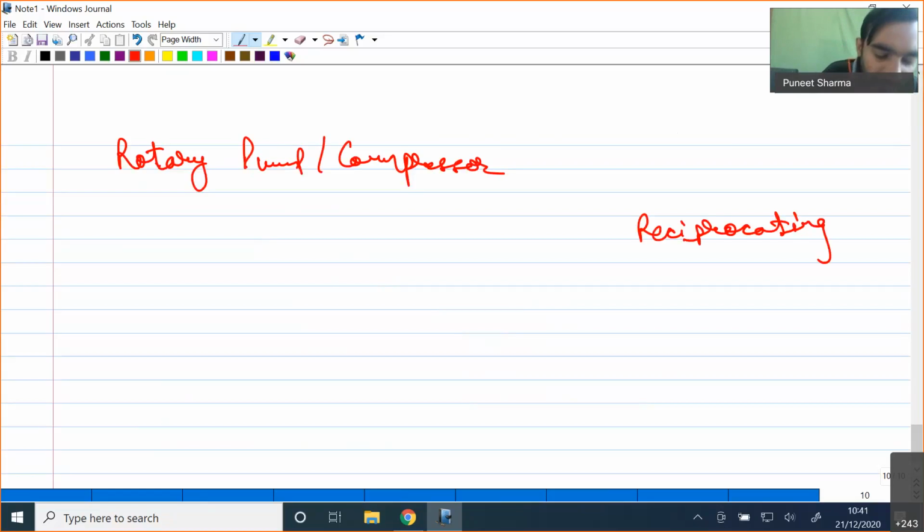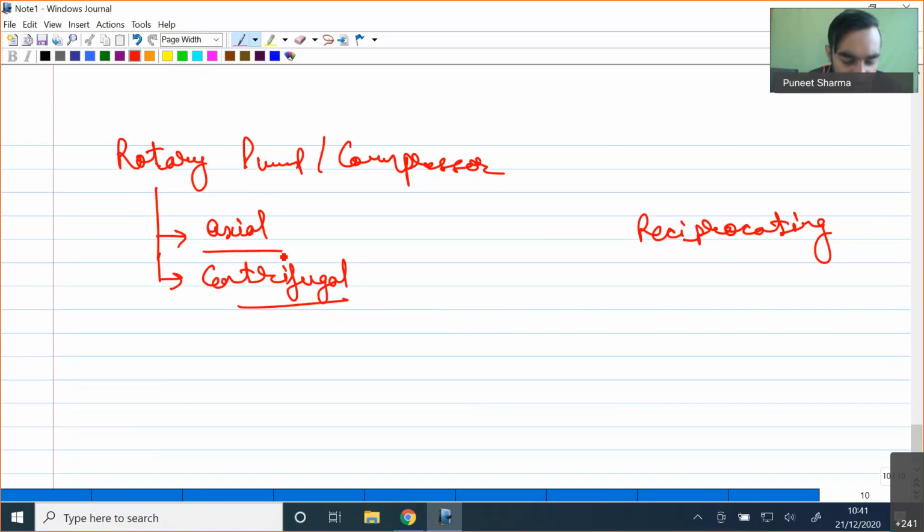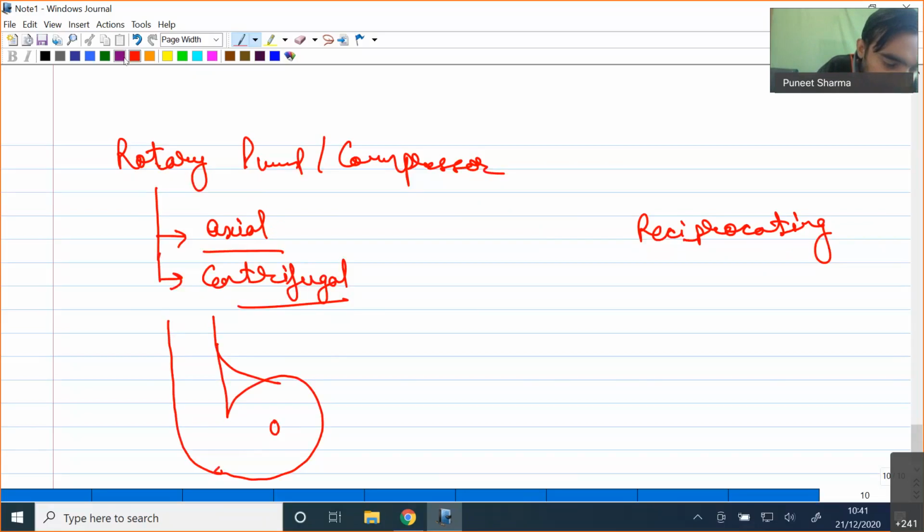In case of rotary devices, we have two types of further divisions. Either we have axial flow compressors, or we have centrifugal devices. These devices are almost identical to the turbine construction. In these devices we will have a rotor over here, and this rotor will be rotating at a certain velocity.